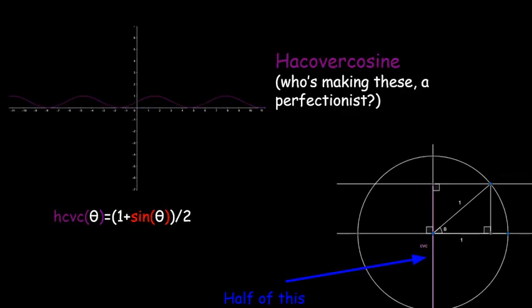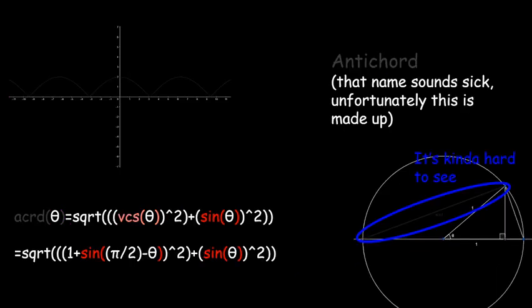The hacovercosine. I hope I didn't butcher that. That's 1 plus a sine over 2, not very interesting. Next we have the antichord. This is the first one that you won't see on Wikipedia because the guy in the video made it up. Nice. We can define it using more sine.